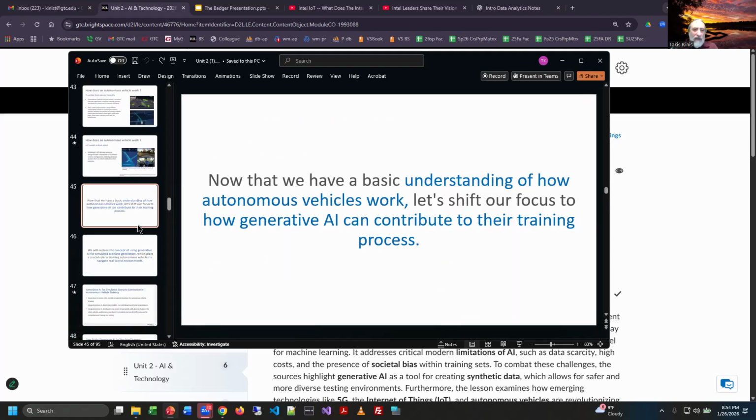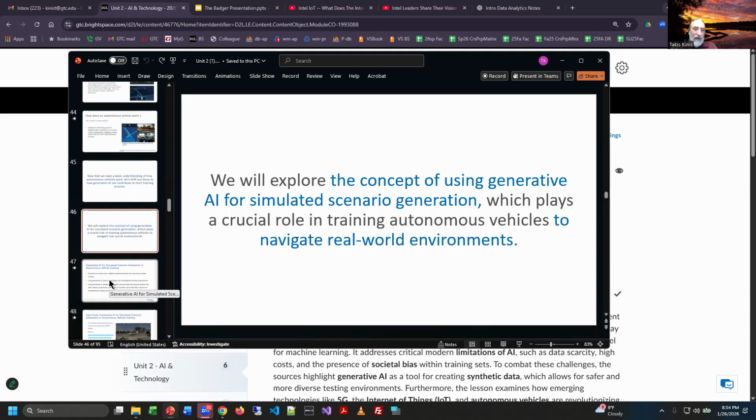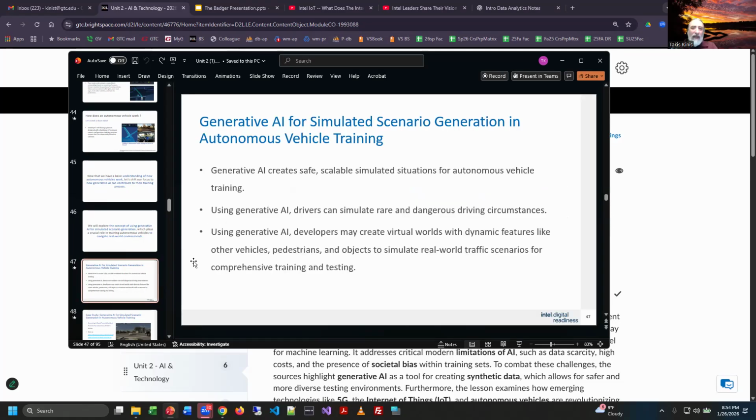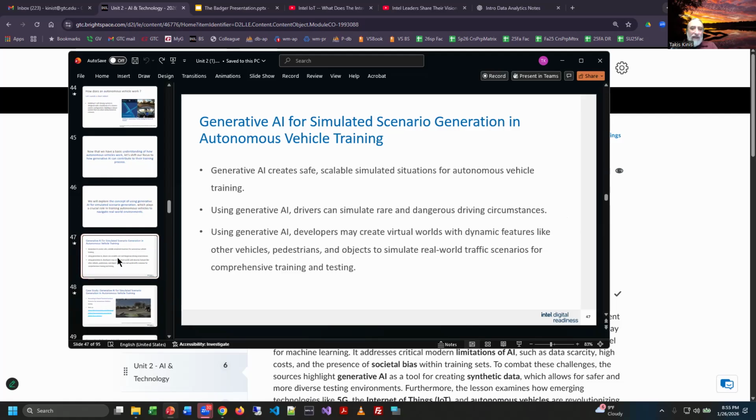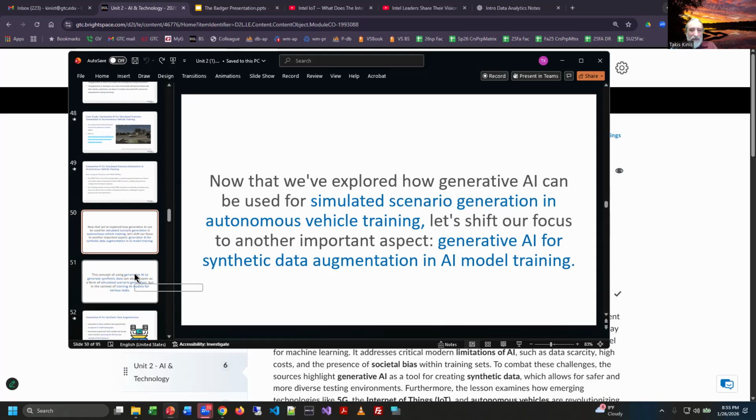So we talked about autonomous vehicles, and how Gen AI and synthetic data can help train them, having simulated scenarios for vehicles to go through rather than actually crashing into something in the real world. I think we talked about all these slides, so I'm kind of repeating them, so I apologize.